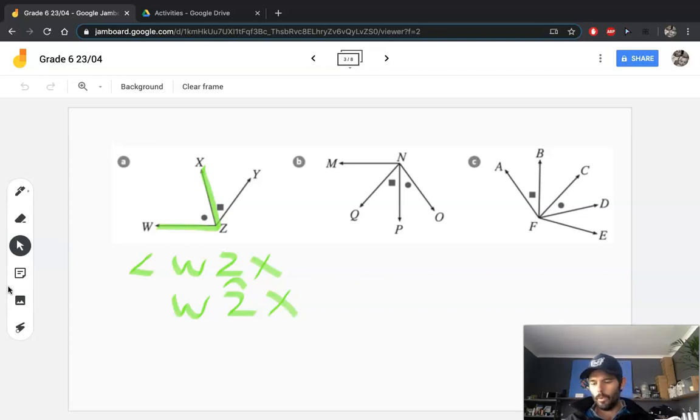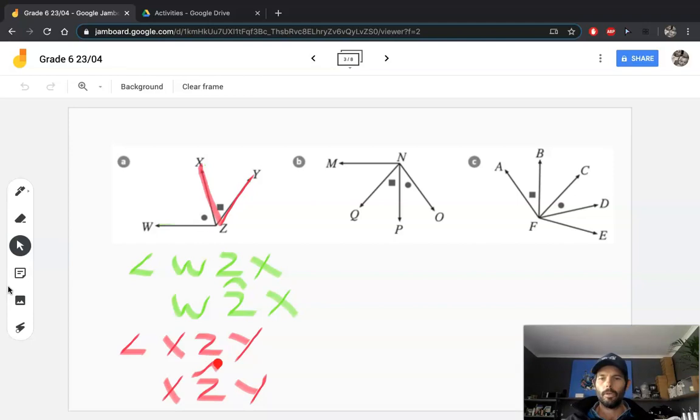And then for the other angle, if I just clean that off quickly, for the square, we are looking at this angle over here, and that's also going to be a little bit different. You are going to write angle XZY, or you're going to write XZY with a little roof on top of the Z.